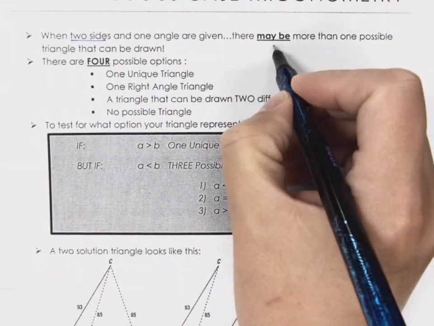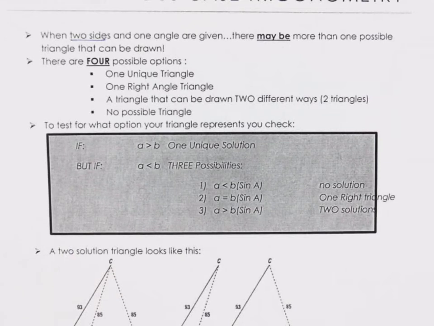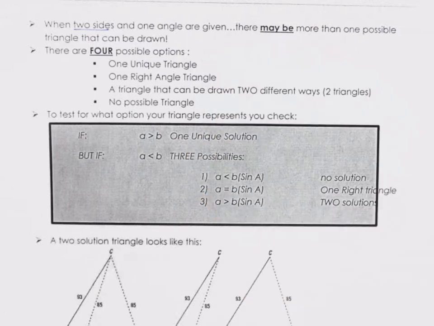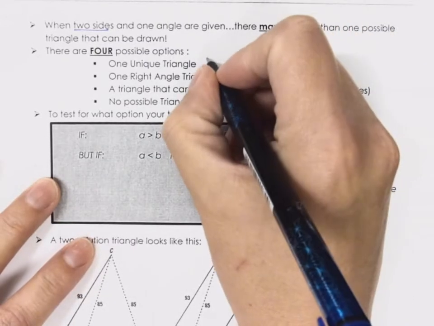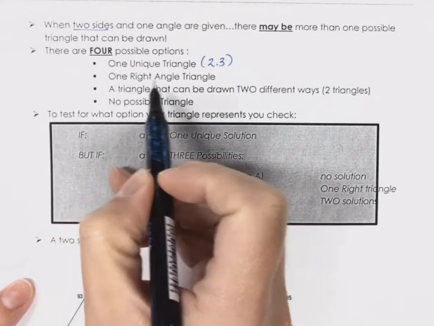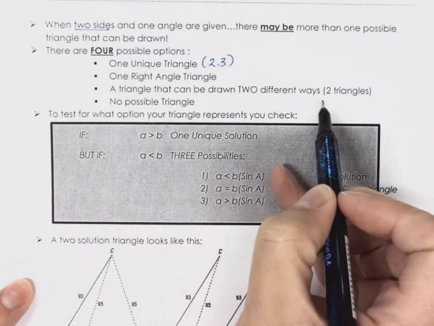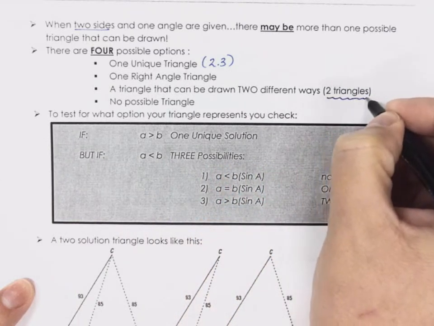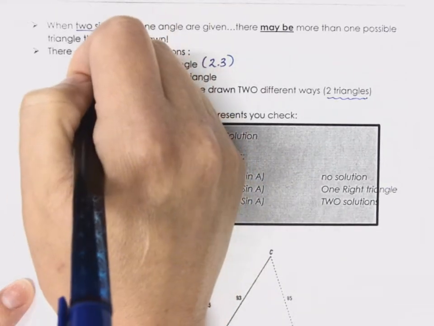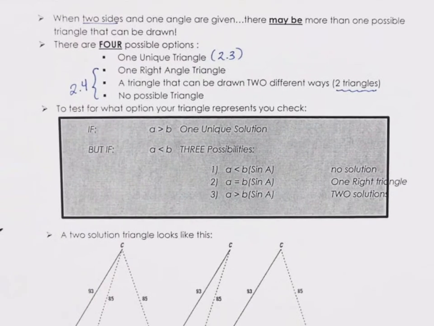So there's a possibility that more than one triangle can be drawn. There's 4 options. One unique triangle, that's like what we did yesterday, like the lesson from 2.3. Then we could end up with one right triangle. We can end up with a triangle that can be drawn 2 different ways, so that results in 2 possible triangles. And then sometimes there's no answer. These are what we're building on today.